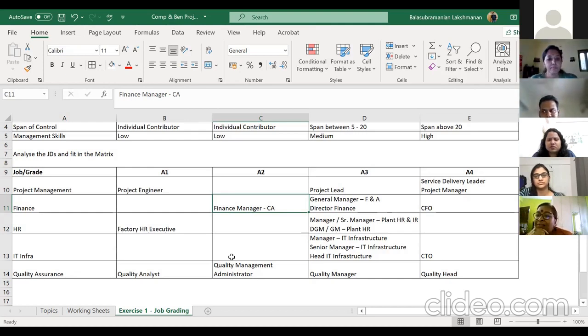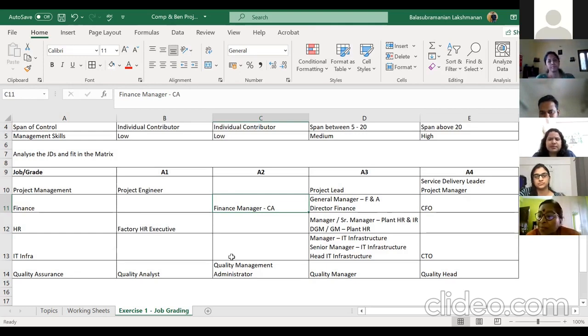Fixing minimum and maximum. How do you fix that minimum and max? From where will you fix that minimum? I mean, how will you say this X amount is min and Y amount is max? Based on the job market. Job market studies.